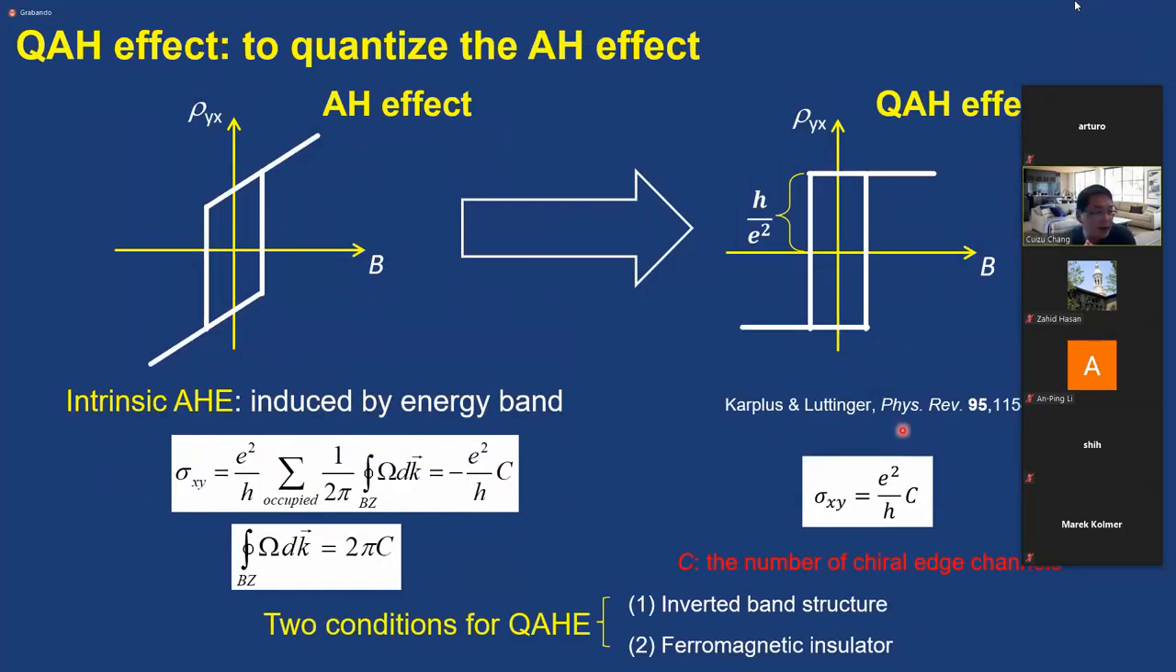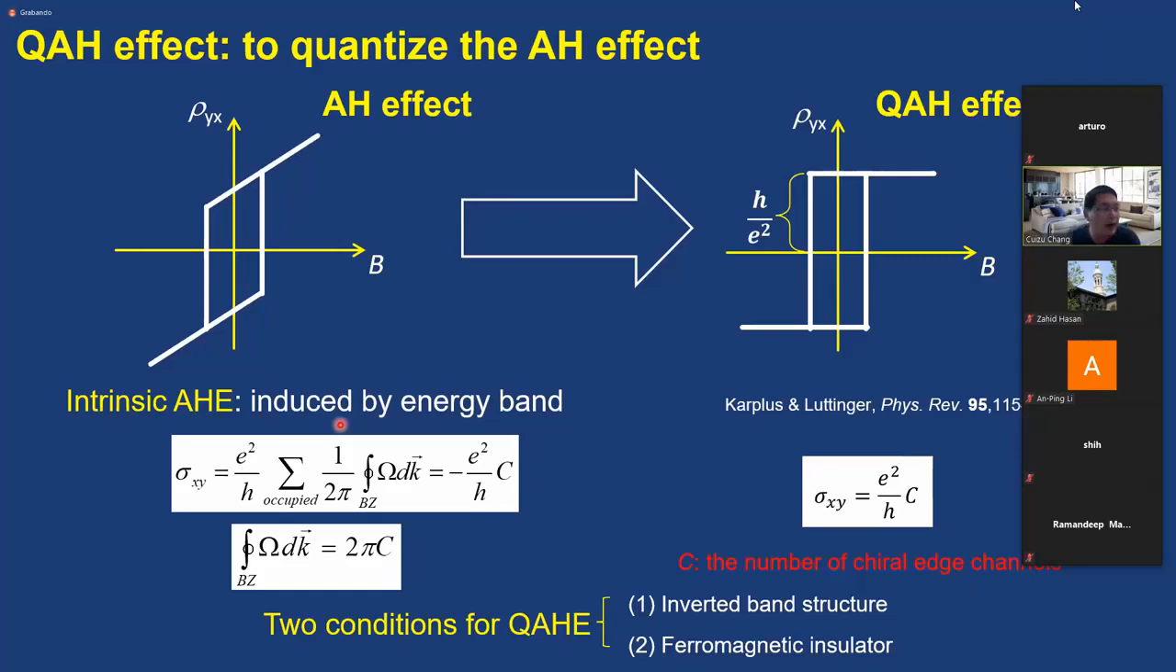On the other hand, the quantum anomalous Hall effect can also be considered as the quantized version of the anomalous Hall effect. The anomalous Hall effect can be easily realized in ferromagnetic materials. So if we could quantize the anomalous Hall effect in the ferromagnetic material, we can still realize the quantum anomalous Hall effect. In 1954, Karplus and Luttinger were the first to propose that the anomalous Hall effect in the ferromagnetic material is intrinsic, induced by the energy band of the materials.